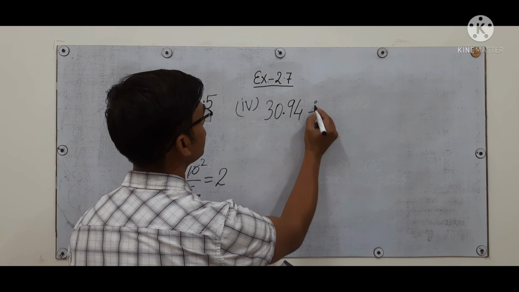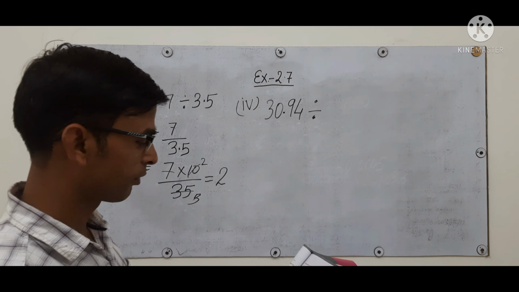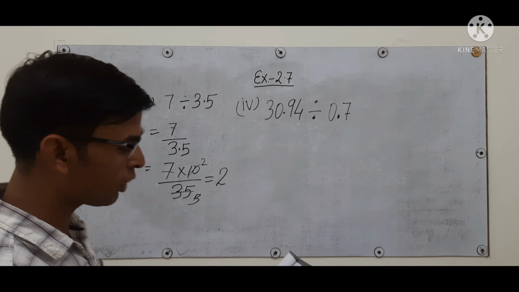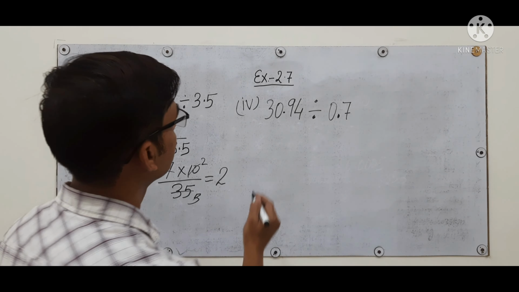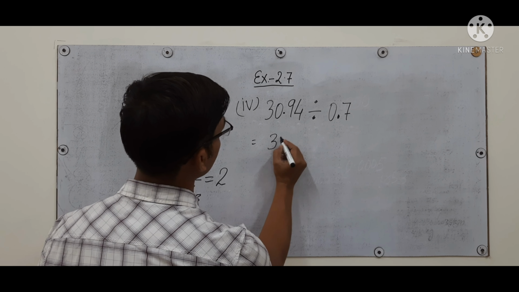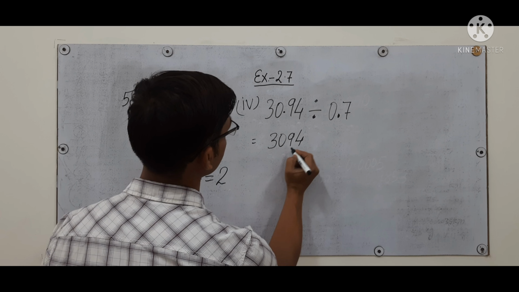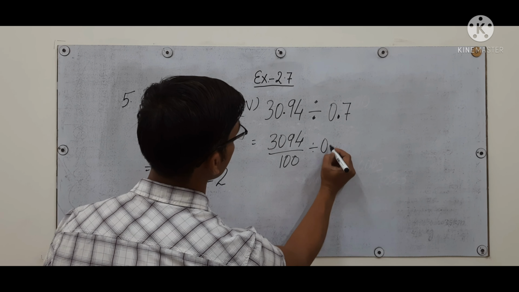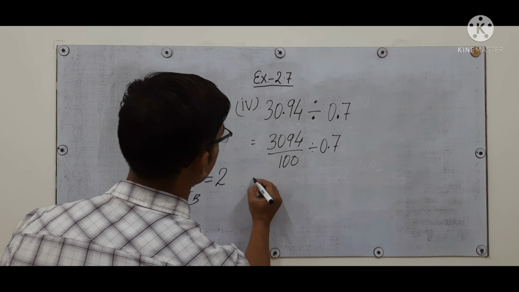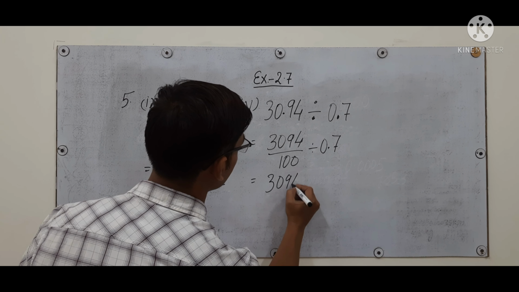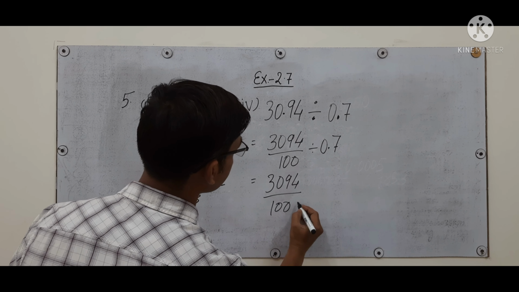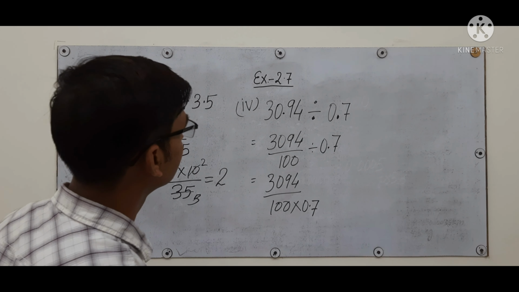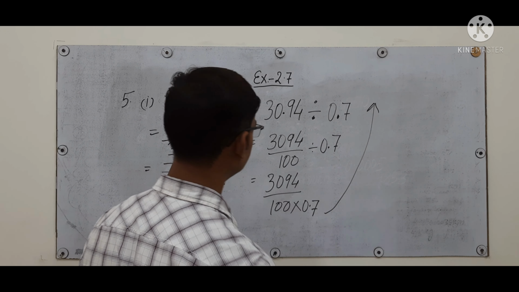It is 30.94 divided by 0.7. 30.94 divided by 0.7. Okay, so first of all we will replace all the decimals. 30.94 upon 100 divided by 0.7, and in the next step we will solve it more easily. It will be cross 0.7. Okay, and the rest of the part I am solving here.